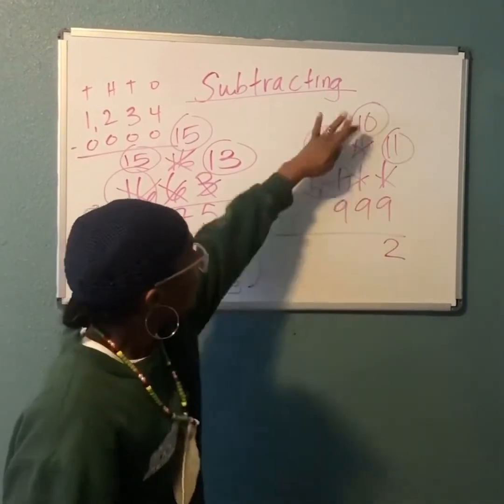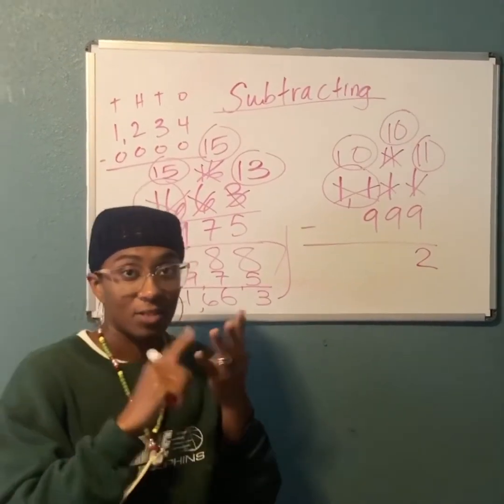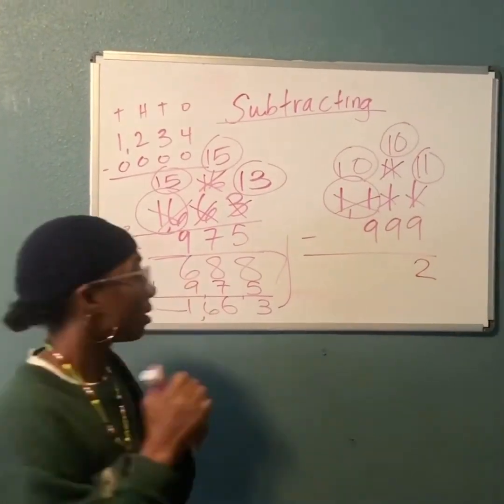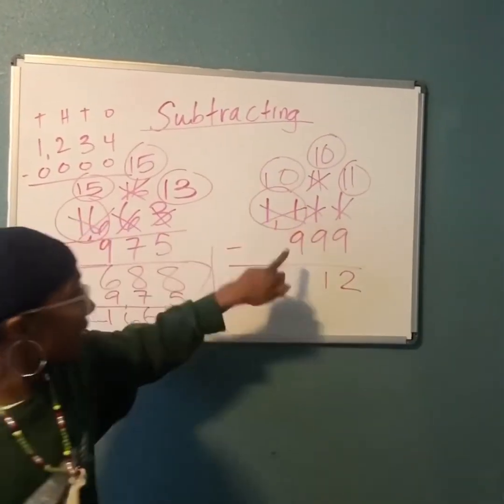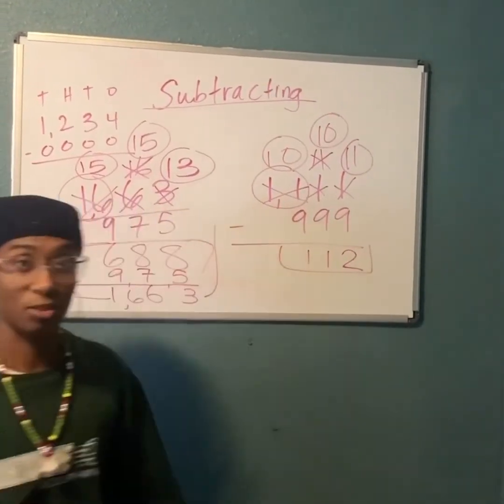Okay? 10 take away 9. Let's count down. 9, 8, 7, 6, 5, 4, 3, 2, 1. 10 take away 9 is 1. We just did the same thing. That should be your answer, okay?